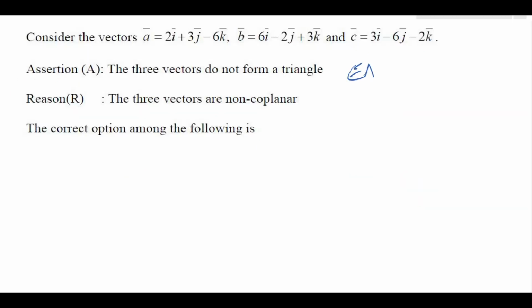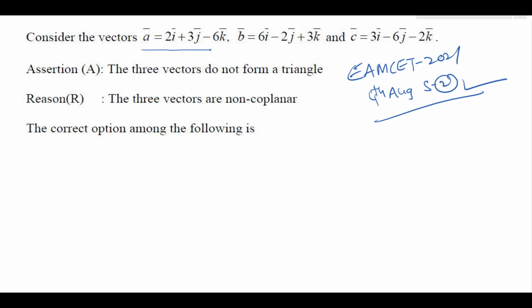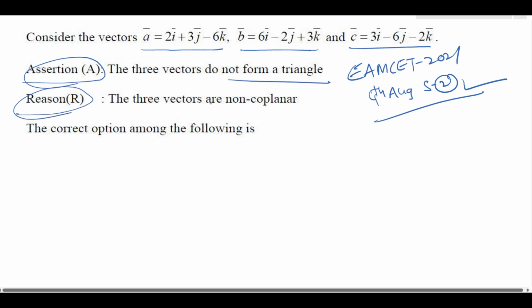This is an EAMCET 2021, 4th August, shift 2 question. Consider the vectors a bar is equal to 2i bar plus 3j bar minus 6k bar, b bar is equal to 6i bar minus 2j bar plus 3k bar, and c bar is equal to 3i bar minus 6j bar minus 2k bar. Assertion: the three vectors do not form a triangle, and reason: the three vectors are non-coplanar. The correct option among the following is dash.